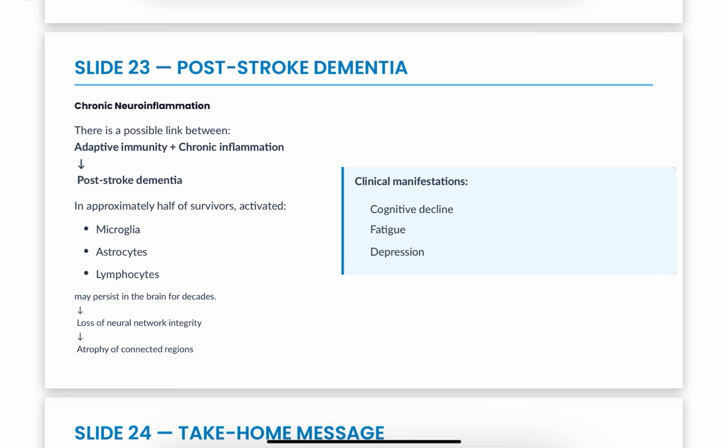Now, this can contribute to what? To the loss of integrity of the neural network. And over time, the brain region will undergo atrophy in this case, and it can present as cognitive decline, fatigue, or depression. So the important concept here is that the consequence of stroke can continue long after the infection. We've been repeating this and mentioning it multiple times.